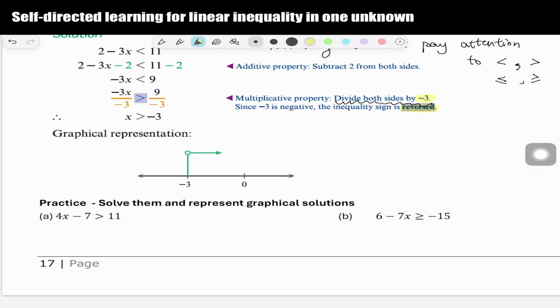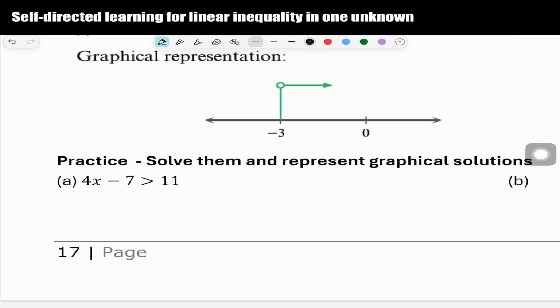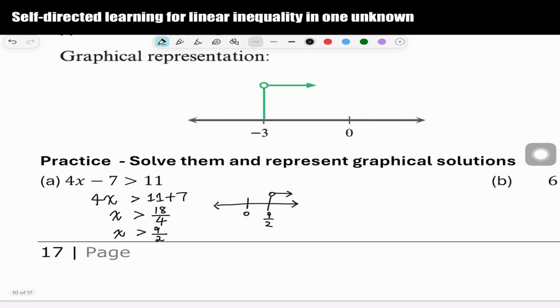So for practice here, hopefully you can try it and see whether you got it correctly. You got 4x equals to 11 plus 7, so x is greater than or equals to 18 divided by 4, which means x is greater than or equals to 9/2. And when you graph it, this is what you should have, an arrow pointing to the right.